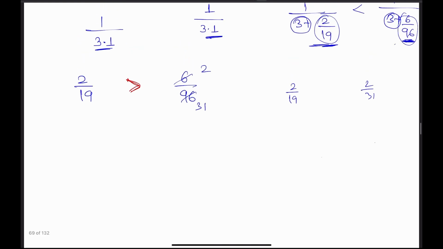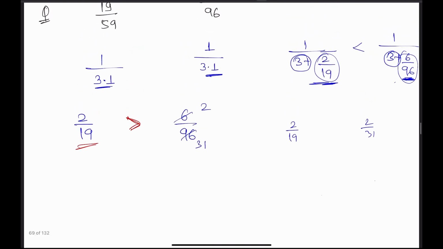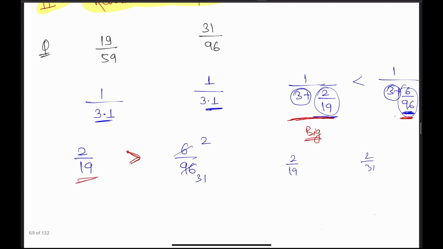If 2 by 19 is bigger, then this will also be big. If this is big, this is smaller. If this is smaller, can I not say 3 by 96 will be bigger? So it's just the same understanding, and a lot of questions can be solved based on this type of approach, which we will solve later. First of all, let's understand all the different methods.